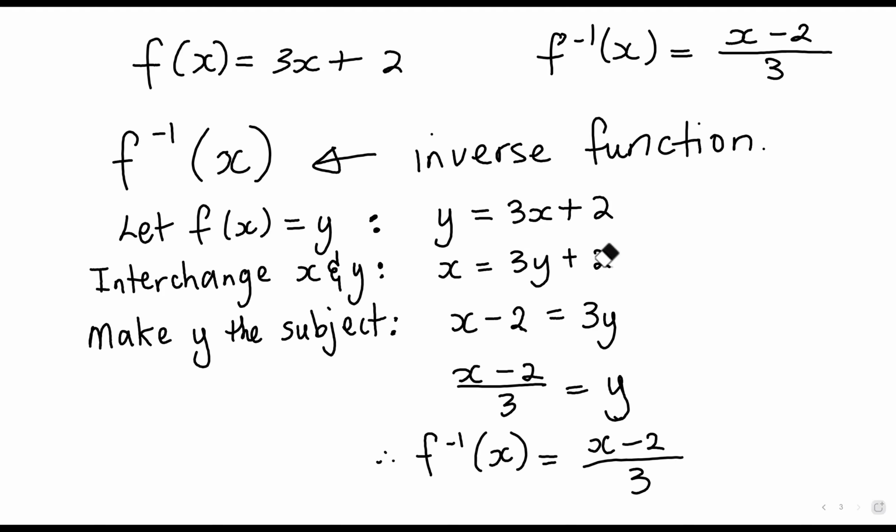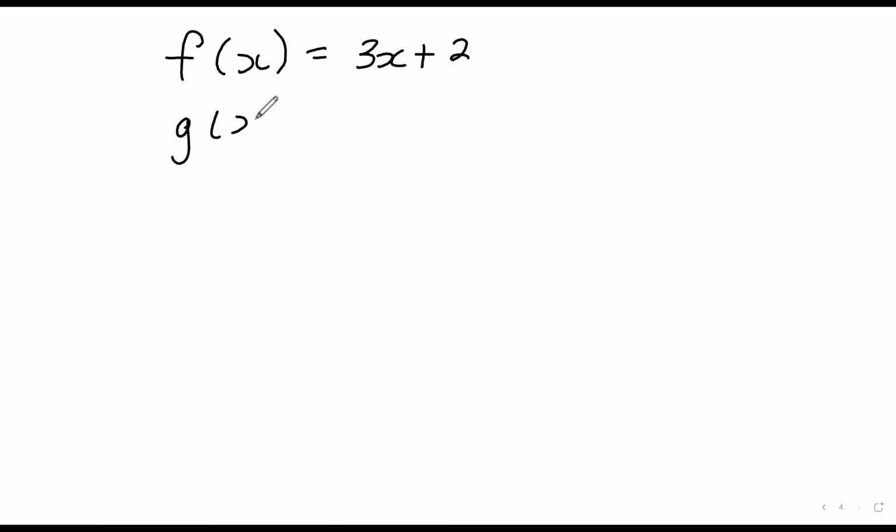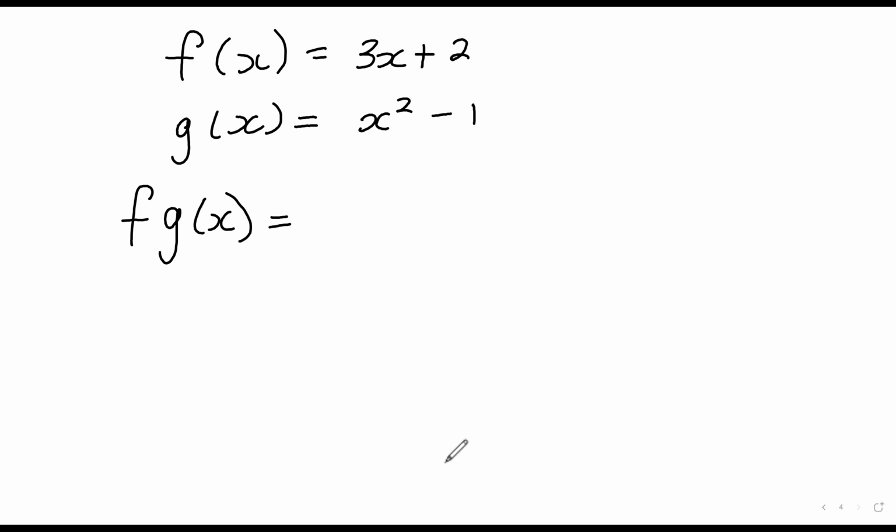The next thing that you need to know is composite functions. So let's say I have a function f of x is equal to 3x plus 2, the same one, and then I have g of x is equal to x squared minus 1. I could be asked to find f of g of x. Anybody remember how to find f of g of x? This is a composite function where you substitute one function into the other function. Do you recall how to find f of g of x?